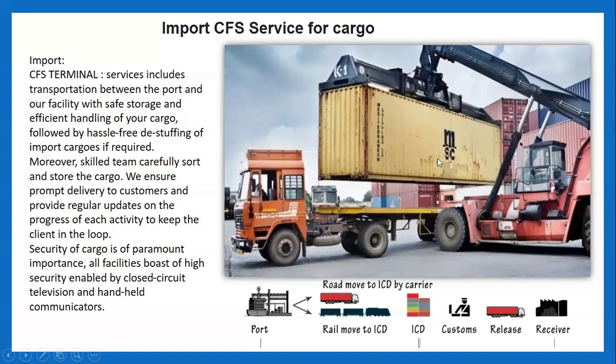Okay, so we can understand, for example, this FCL container, where all cargo is the same type of goods. If the transporter wants to deliver this cargo by truck, this cargo needs to be de-stuffed from this container and moved to the importer's factory.